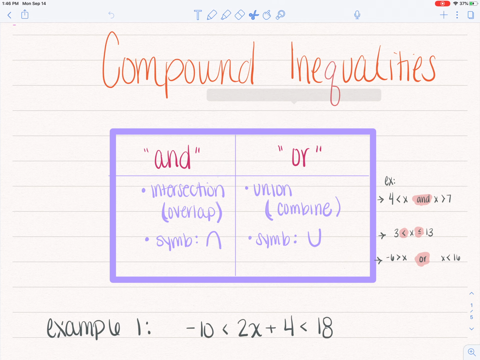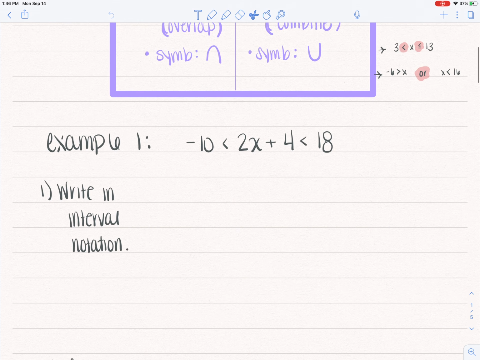You'll see the symbols down there, and some examples off to the right of your screen. We're going to work through these, but compound inequalities look different because there's two of them. So here's our first example. Negative 10 is less than 2x plus 4 less than 18.